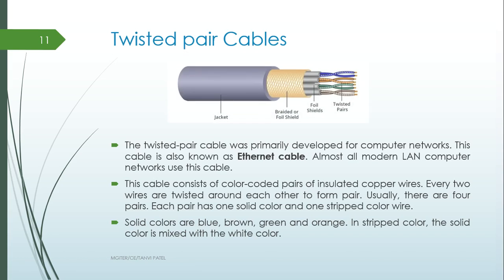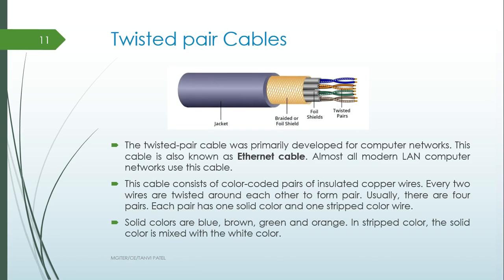Now next is twisted pair cable. The twisted pair cable was primarily developed for computer networks. This cable is also known as Ethernet cable. Almost all modern LAN computer networks use this cable. This cable consists of color-coded pairs of insulated copper wire. Every two wires are twisted around each other to form a pair. In figure you can see the pair of twisted pair cables.